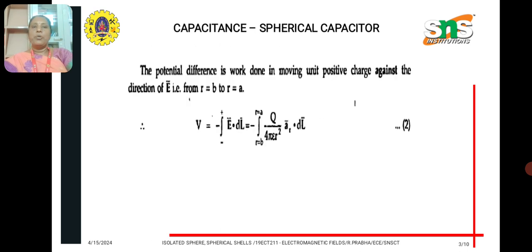And the potential difference, that is the work done by moving a unit positive charge against the direction of electric field, that is from r equal to B to r equal to A, is given by V equals minus the integral, from negative to positive, of E dot dl. By substituting the values of E, the integral from r equal to B to A of Q by 4 pi epsilon r squared aR dot dl. So this is the potential difference equation.